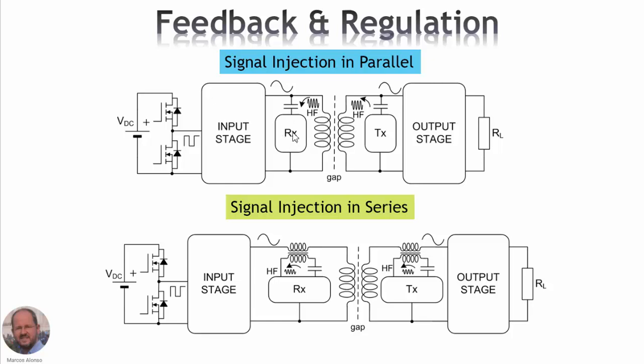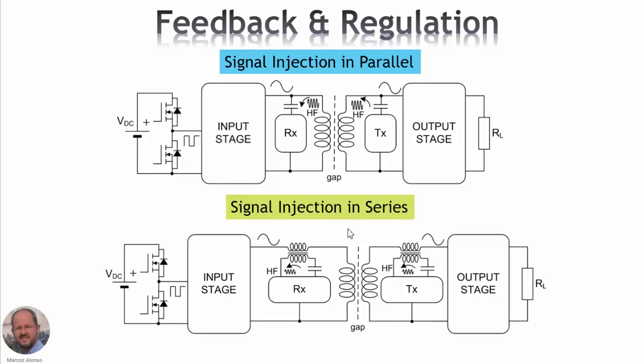So here we have the receiver, and here we have the transmitter. We are using a high frequency signal operating at a frequency much higher than the waveforms that are used to send the power from the input to the output. So then we can superpose this signal to them and then send the information into the primary.